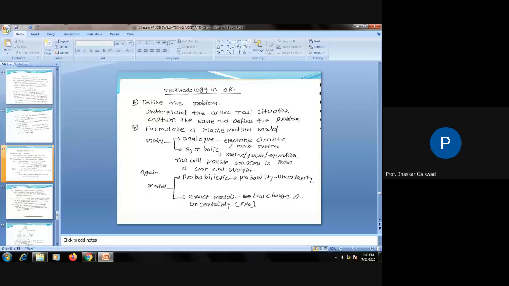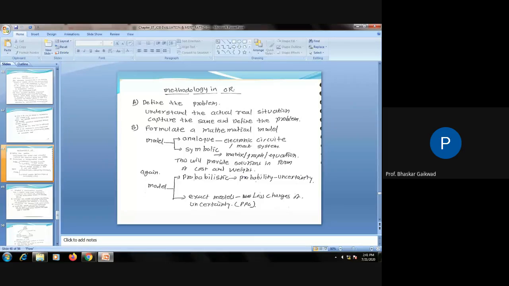After that, formulate mathematical models. Here, four types of models are there. One is the analogical model, using electronic circuits. The second is symbolic models. Here we can use graphs, matrices, equations, what we have observed in our mathematics. This will provide the solutions in the form of cost and weight.